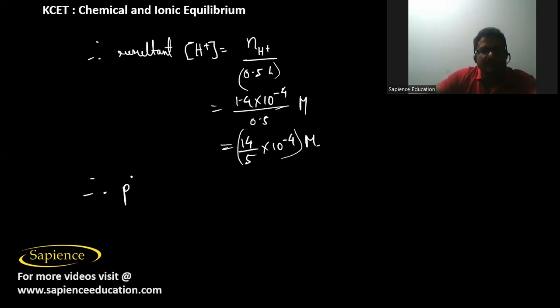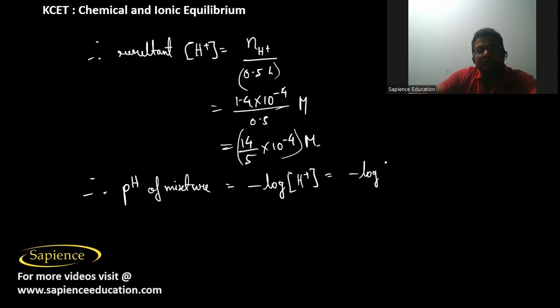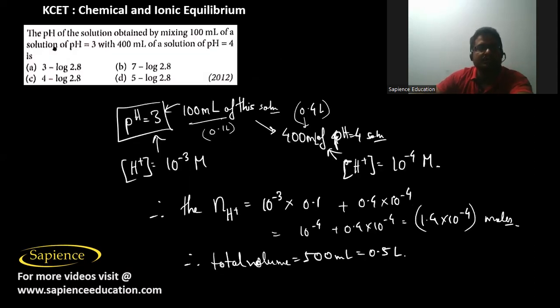Now the pH of the mixture solution will be equal to minus log of the concentration of H plus ion, which is minus log of 14 by 5 into 10 power minus 4. So that will be equal to 4 minus log of 14 by 5, or I can say 2.8, 4 minus log of 2.8. So option C is the correct answer.